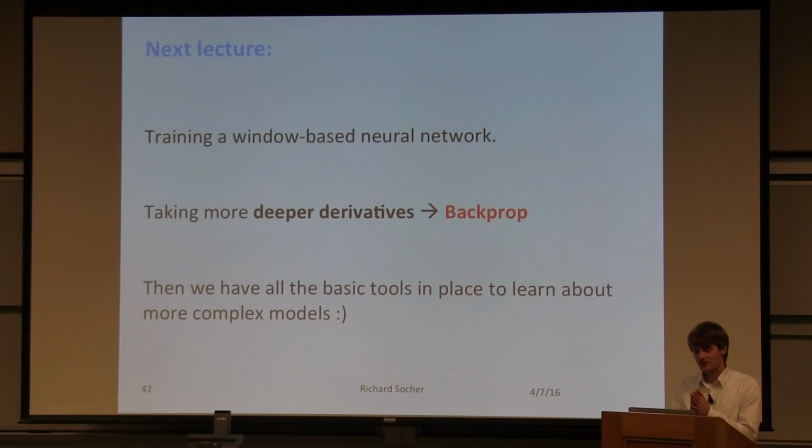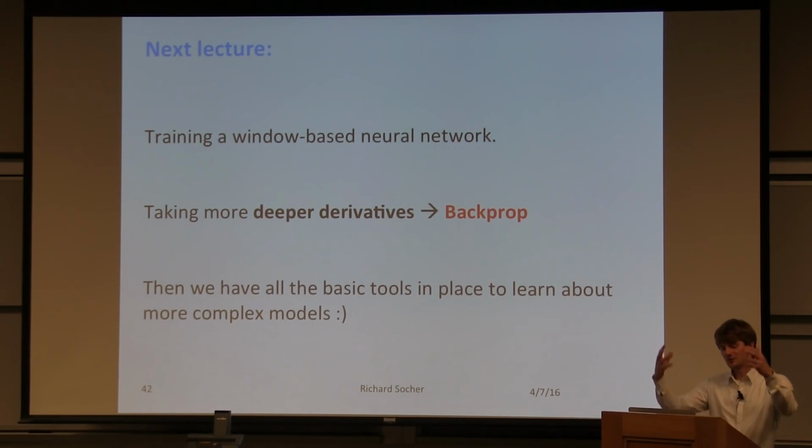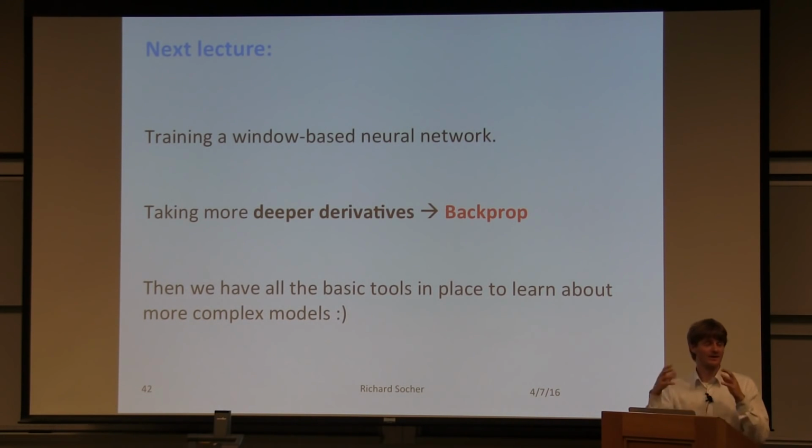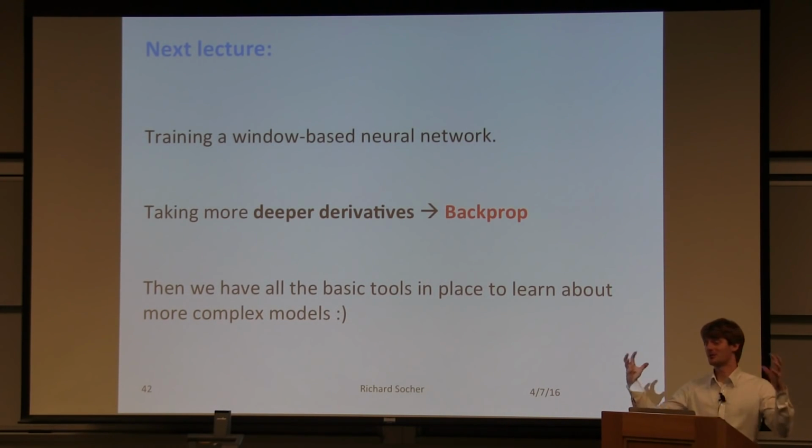In the next lecture, we'll actually learn how to train this kind of simple window-based neural network, and then we'll take deeper derivatives, which will eventually lead us to the powerful algorithm of backpropagation. Backpropagation will eventually just be applying the chain rule and being smart about it. But because it's non-trivial to actually derive it in its full glory, eventually people gave it a name. And really after that, we have all the basic tools. We'll stop going through nitty-gritty derivatives with lots of sub-indices. We can say, all right, we understand now what a layer is. Now we can put them together and we'll learn very powerful, cool functions.